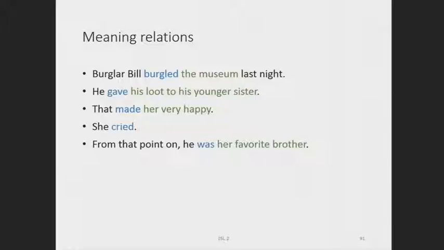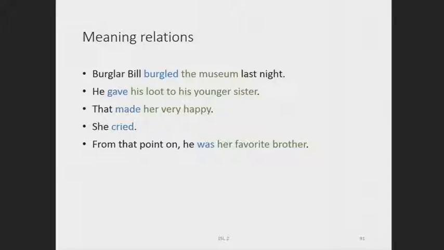So we said, what do they then actually do? What is the museum? Oh yeah, we already said that's the object, and in this case the direct object, right? What is burglar Bill? Subject, yes. What is he? Yes. What is his loot? The direct object. What is his younger sister? The indirect object, yes. That: subject, indeed. Sounds odd, but yes. What about her? Direct object, yes.